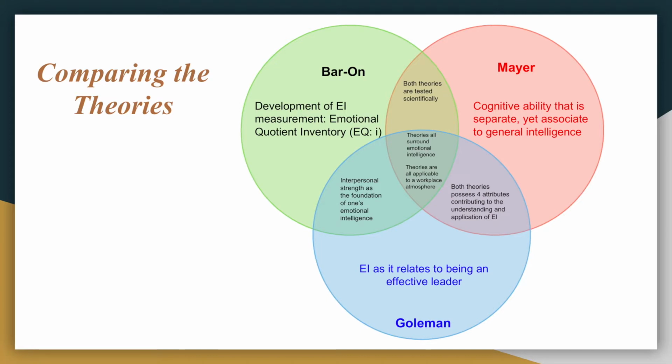While the three models have their own individual essence, they also have similarities. Baron and Mayer's theories are both tested scientifically. Mayer and Goleman's theories both process attributes that contribute to the understanding and application of emotional intelligence. Goleman and Baron's theories both consider interpersonal strength and the foundation of one's emotional intelligence.